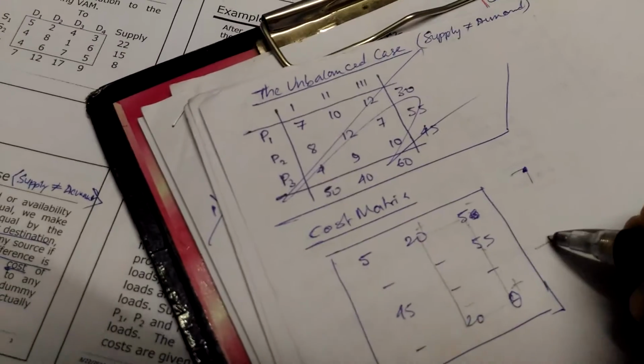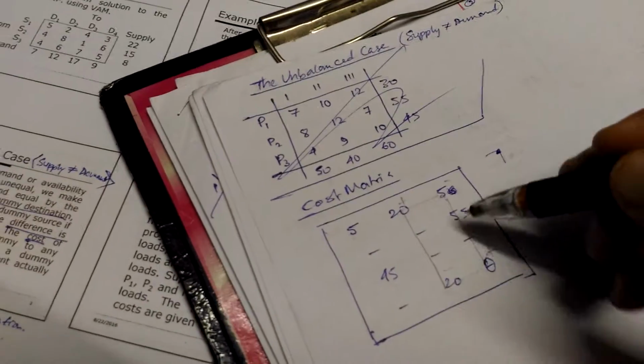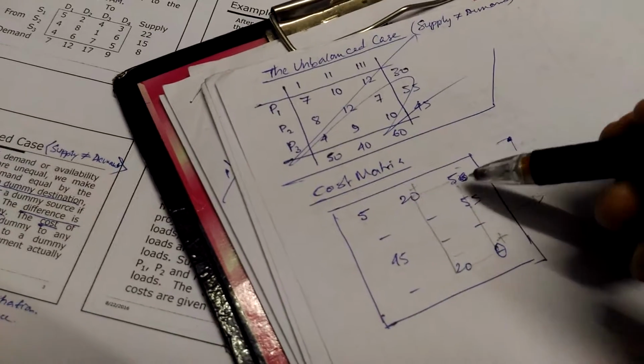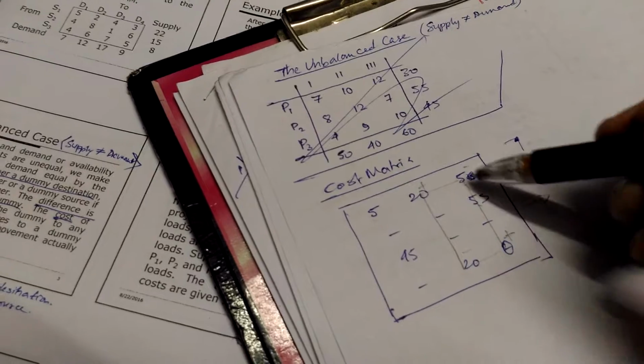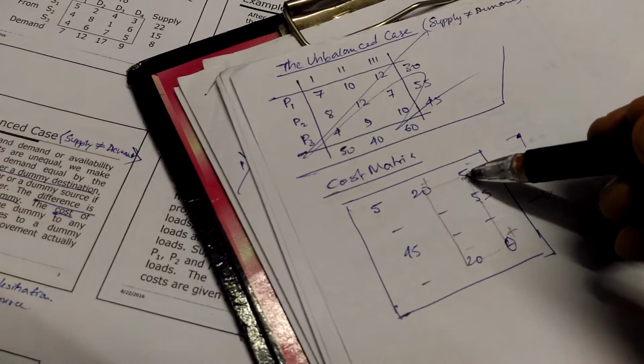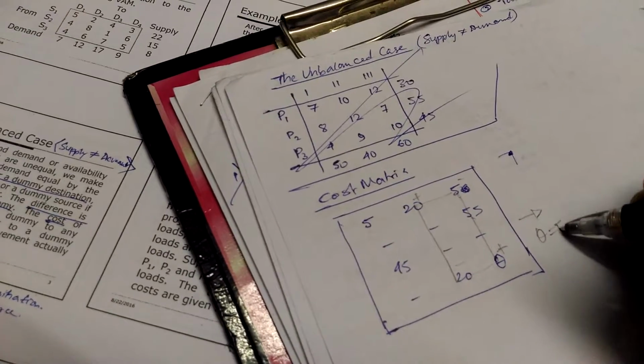Now in the next table, among all the numbers in the loop, 5 is the least one. So take theta equals 5.